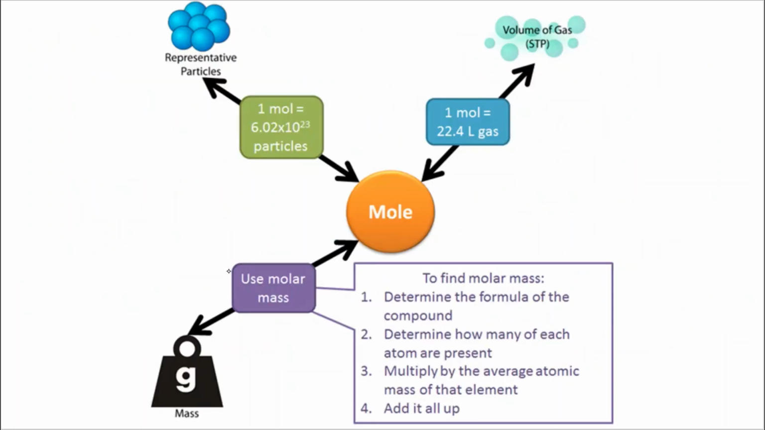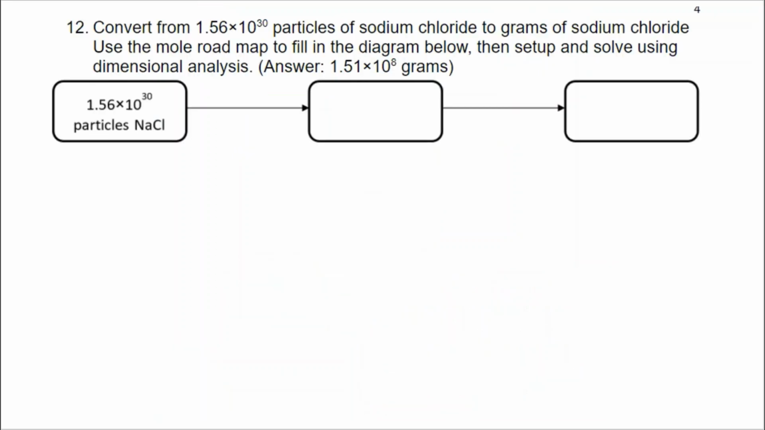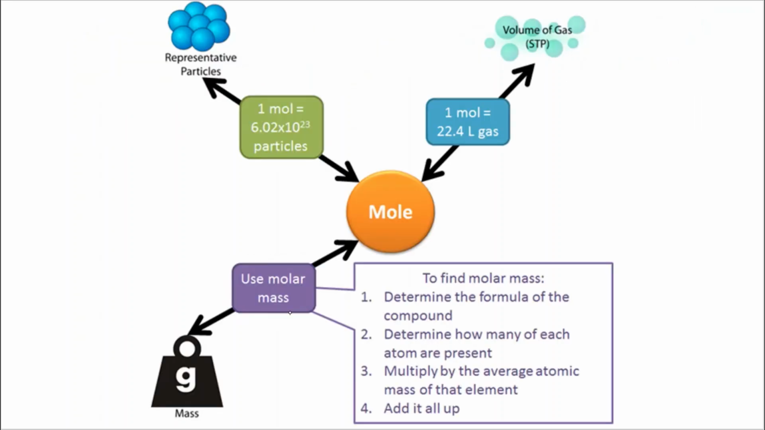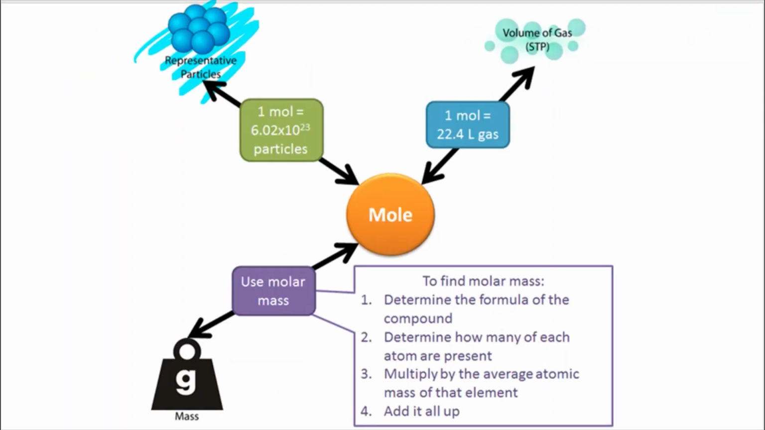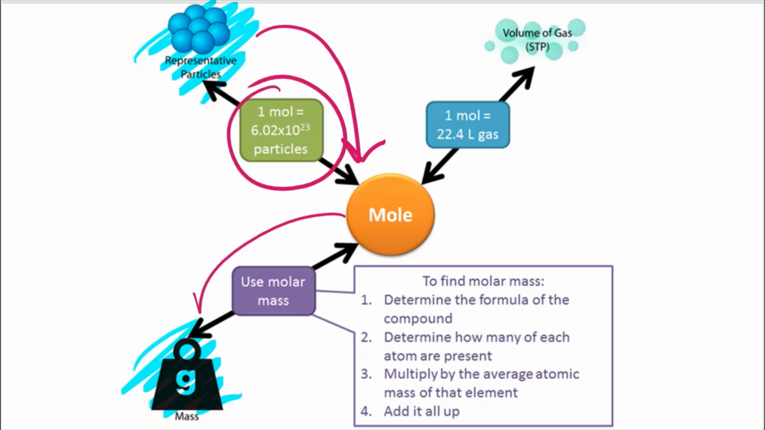Okay, so now that we're good on using molar mass here, let's get into doing some actual problems where we're trying to convert between units. Looking at question 12, we're starting with particles of sodium chloride, and we want to change that into grams of sodium chloride. I can't just go from particles directly to grams. I've got to follow the mole roadmap here. So I'm going to change particles into moles using this conversion factor, and then moles into grams using molar mass.